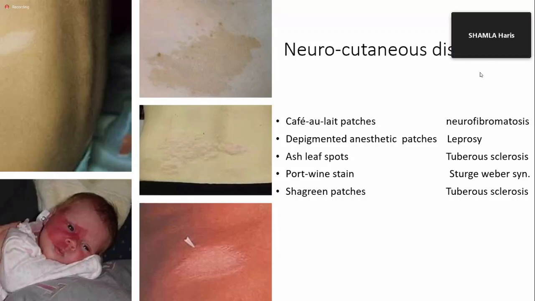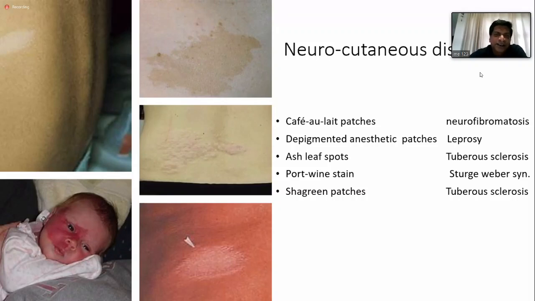Café au lait, coffee with milk. Café-au-lait patches are coffee with milk colour in white people. In our pigmented people, you get a dark patch, right? So you don't go looking for café-au-lait spots in our children.